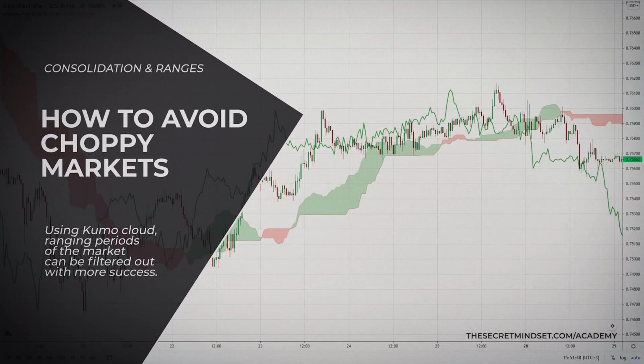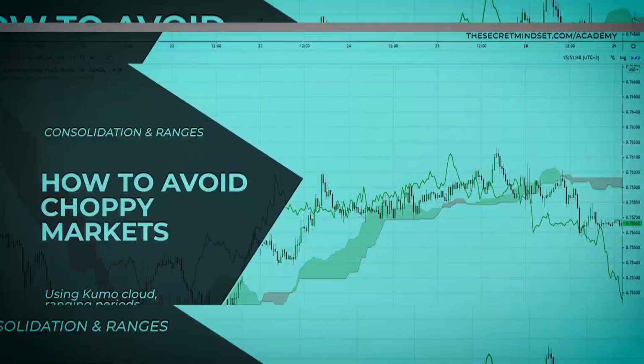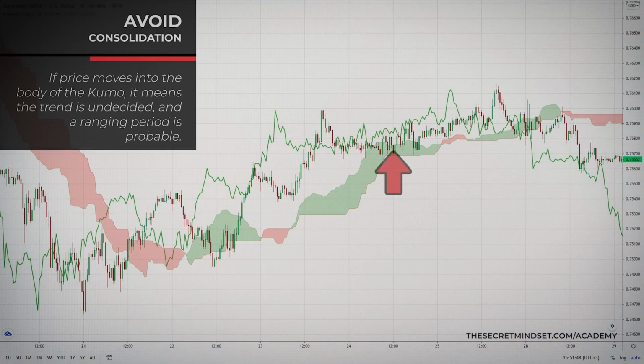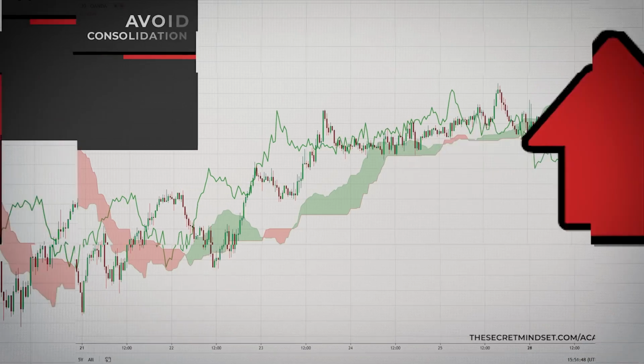Choppy markets are the worst nightmare of most traders, but with Kumo cloud, ranging periods of the market can be filtered out with more success. If price moves into the body of the Kumo, it means the trend is undecided and the ranging period is probable. It's not recommended to enter into any position when price is moving inside a Kumo.